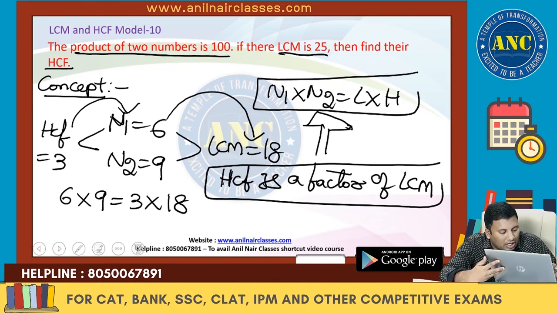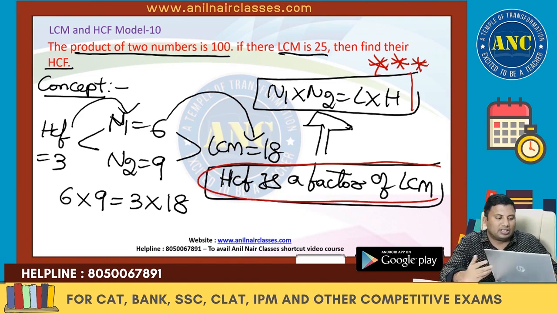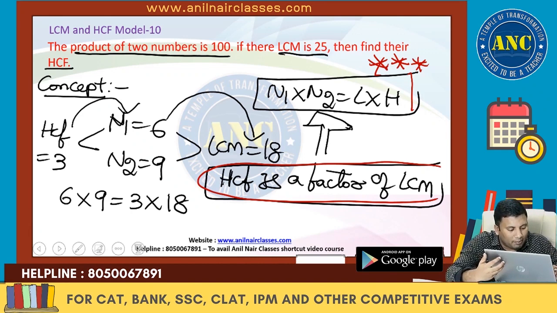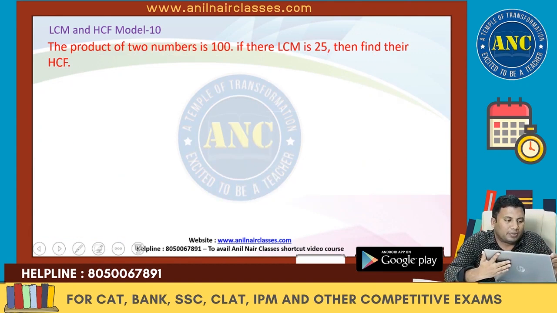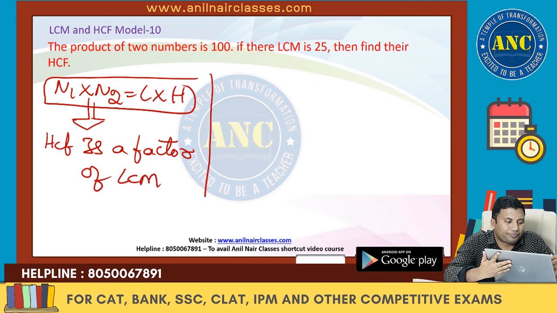The product of two natural numbers is equivalent to LCM into HCF. This is used only when the HCF is a factor of the LCM. Remember this extremely important concept. N1 into N2 is equivalent to LCM into HCF, and this is only valid when the HCF is a factor of the LCM.